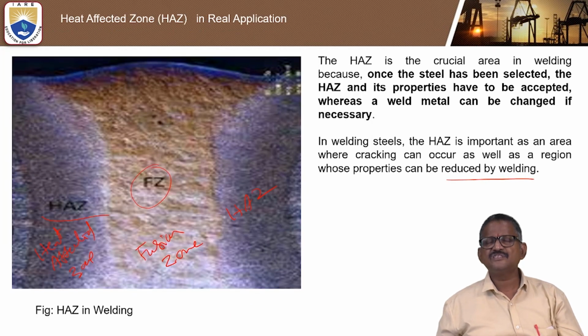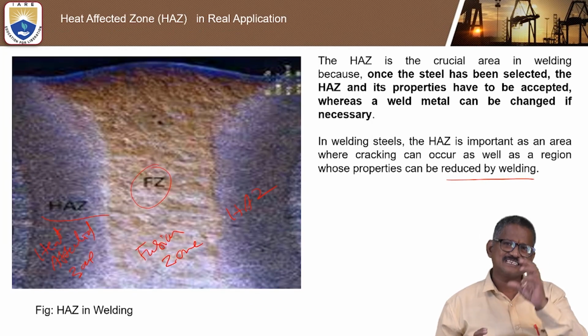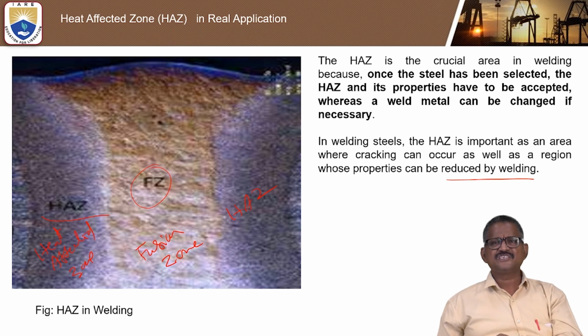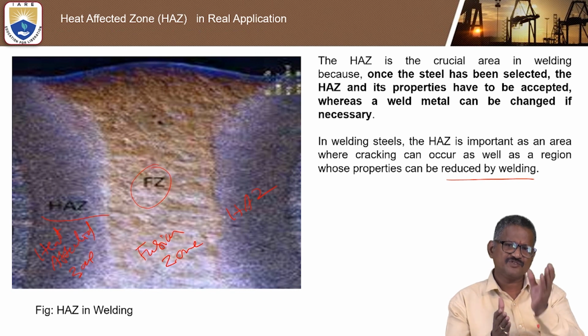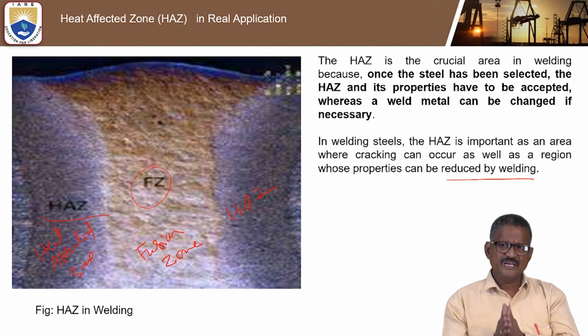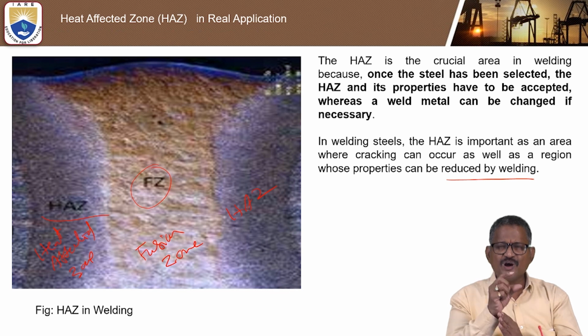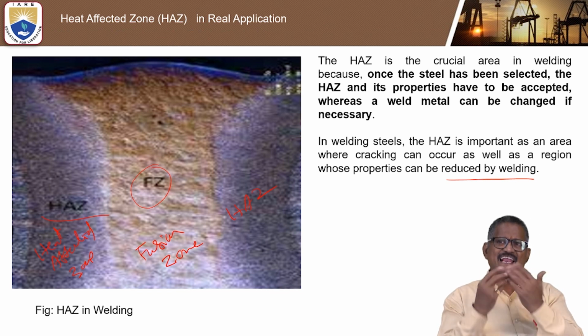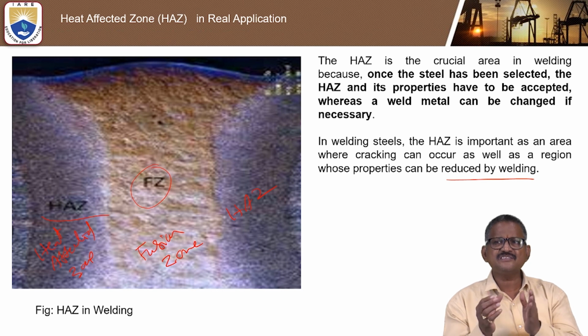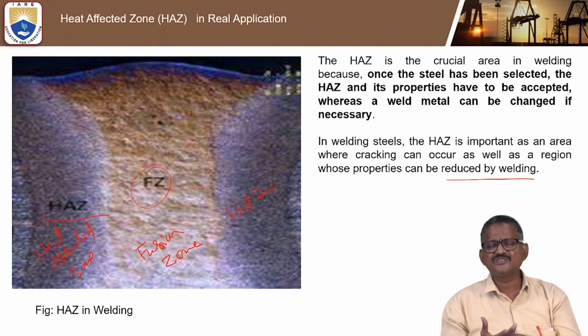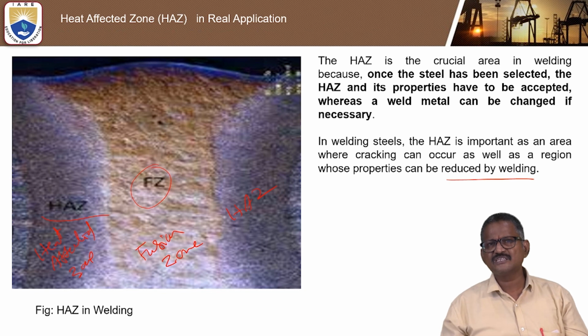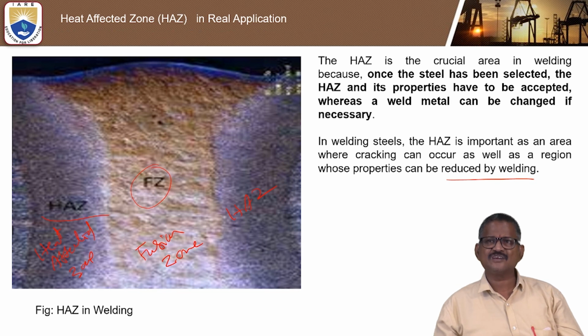So this is a three-dimensional structural change in the real life application, showing the fusion zone and a heat affected zone. Mainly in welding steels, the HAZ is important as an area where cracking can occur. So if it enlarges, cracks may occur, and because of that some defects may be there. In addition, the properties can also be reduced by this welding process. That is why the heat affected zone in welding is a very important and interesting topic.